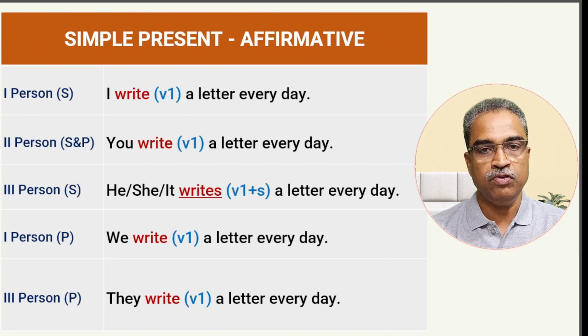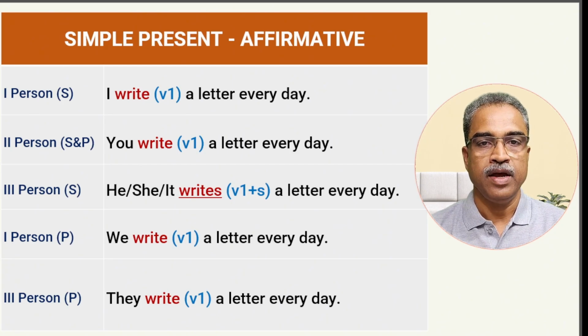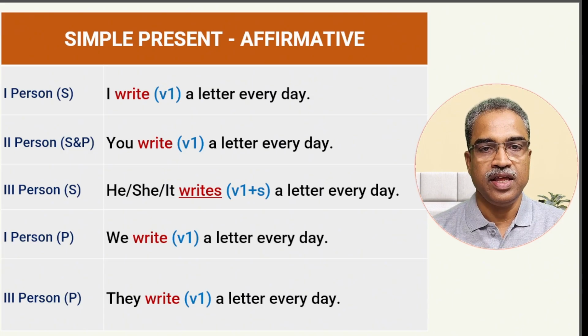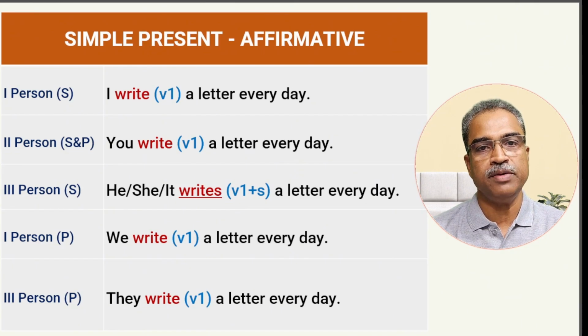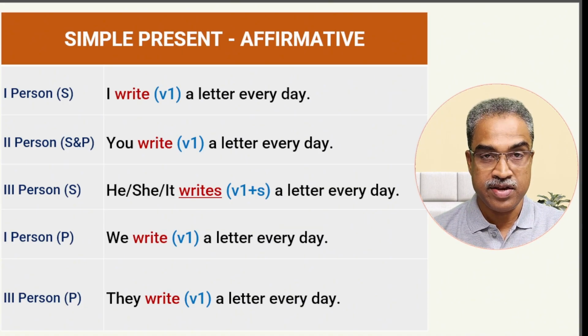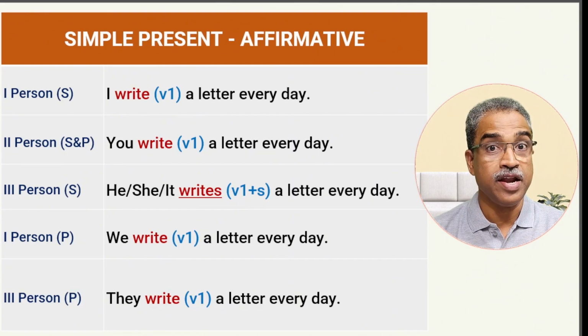So let us learn how to frame a sentence in the simple present tense in the affirmative form. This is what we do with all the tenses that we are going to learn. Initially you will take some time to understand this one. Once you understand the first tense, all tenses follow the same pattern. The only difference is that the verbs, both auxiliary and main verb, keep changing according to the person, according to the number, singular, plural, and according to the tense. This is what we learn in tenses.